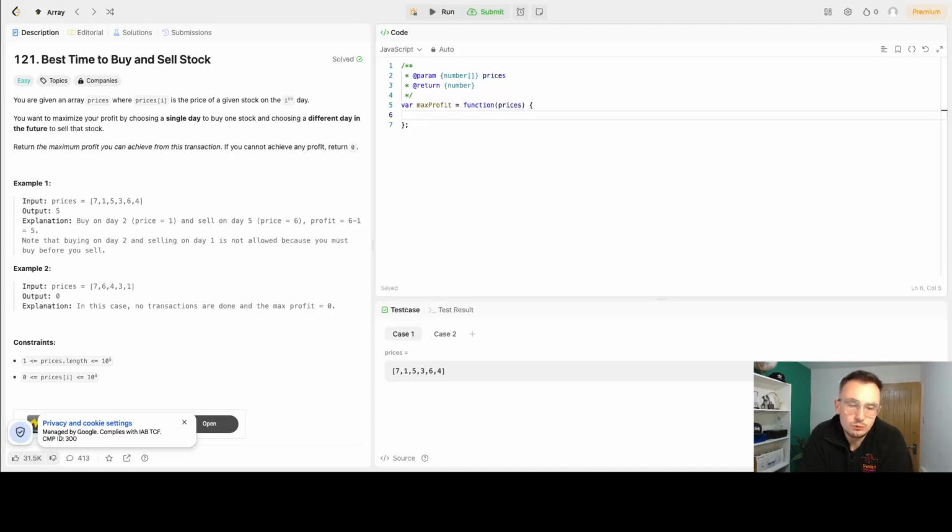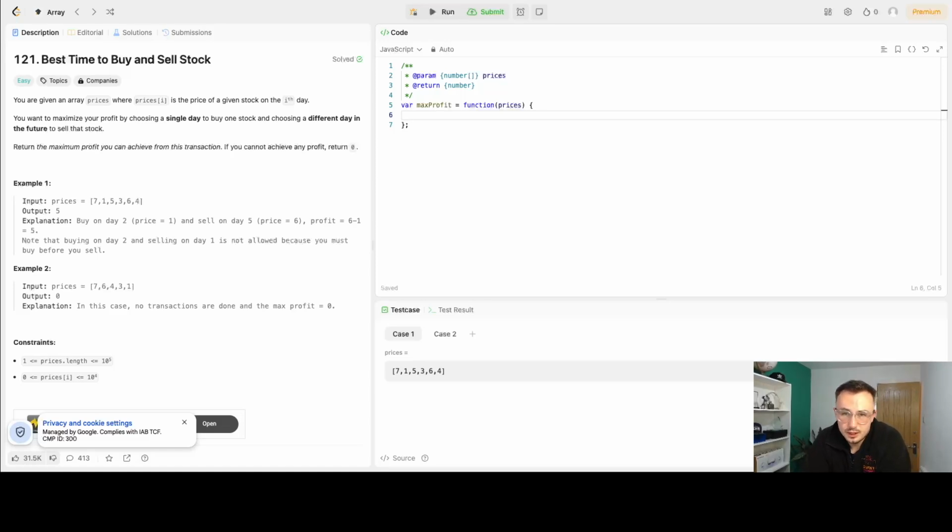So now we're going to solve question 121, best time to buy and sell a stock. So we're told that we've been given an array of prices where prices[i] is the price of a given stock on the ith day. You want to maximise your profit by choosing a single day to buy one stock and choosing a different day in the future to sell it. Return the maximum profit you can achieve from this transaction. If you cannot achieve any profit, return 0.